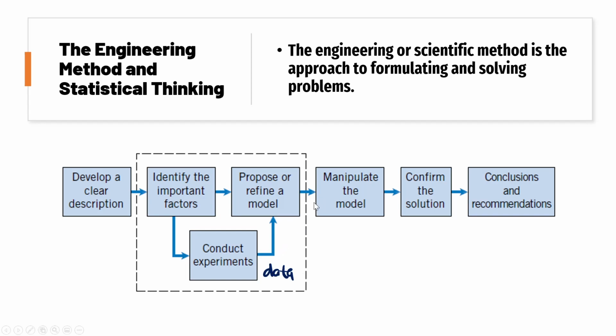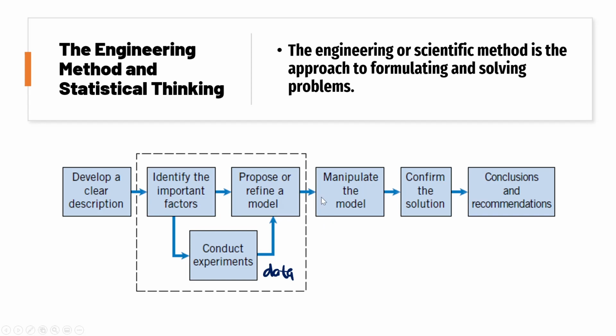Okay, so as you can see, you have here the three blocks inside a broken line. This simply means that you are to perform these three processes continuously until such time that you now have a model that can actually solve your problem. In order to manipulate the model rather, you need to use the data gathered from your experiment.